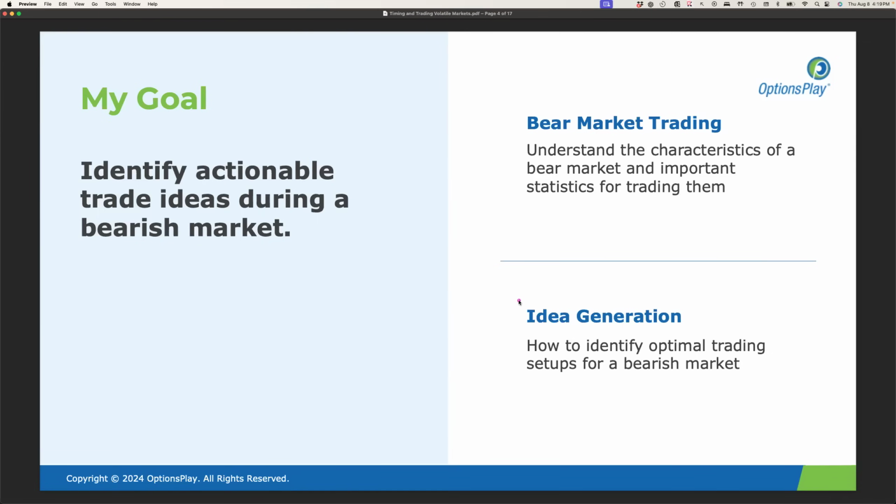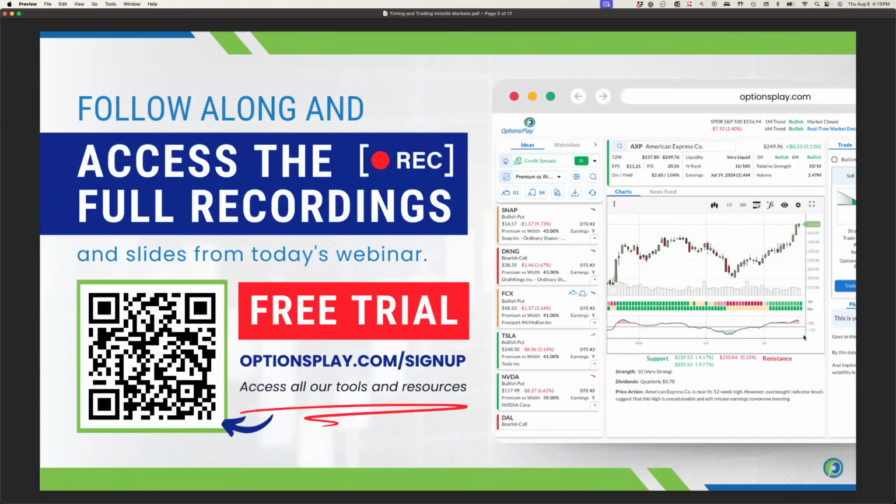And then what we'll look at is identifying optimal trading setups for a bearish market. I'll show you how you can utilize platforms like OptionsPlay to screen for opportunities and specifically what type of opportunities here at OptionsPlay.